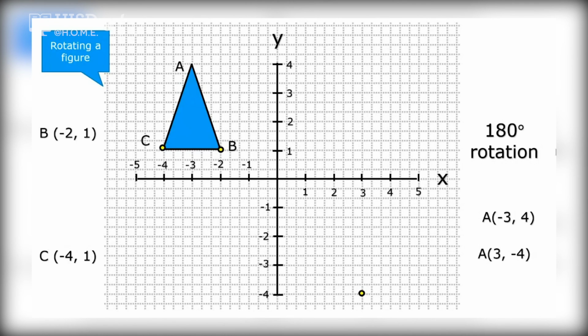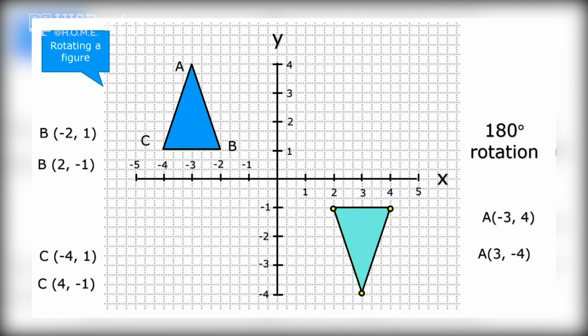For B, it goes from -2 and +1 to +2 and -1. So it's going to go to the other side. And now C, from -4 and 1, you can already see the pattern. Now it's going to be +4 and -1. So it's going to be right here. And as you can see, now we have this triangle rotated 180 degrees.